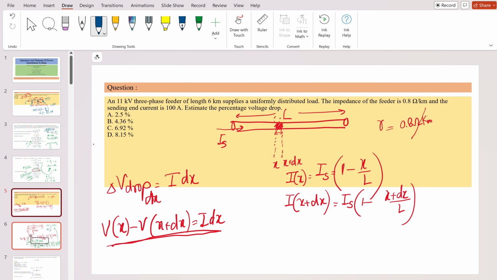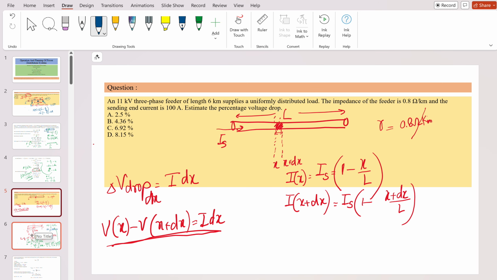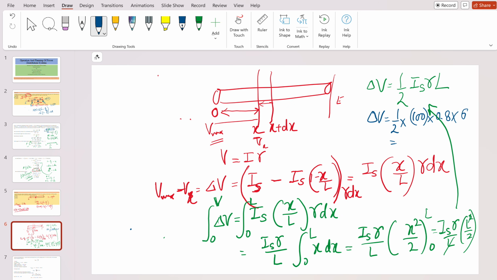Try to fit in the values: delta V is equal to half multiplied by Is, which is already given here, that is 100 ampere, multiplied by resistance, which is given as 0.8, and the total length, which is given as 6 kilometer. When you solve this, it will come out to be 240 basically. So 8 threes are 24, multiplied by 10. Okay, that's fine. So 240 volt is the voltage drop.